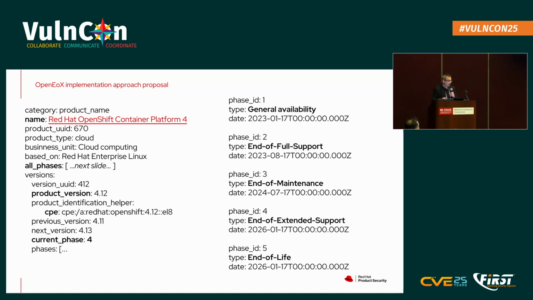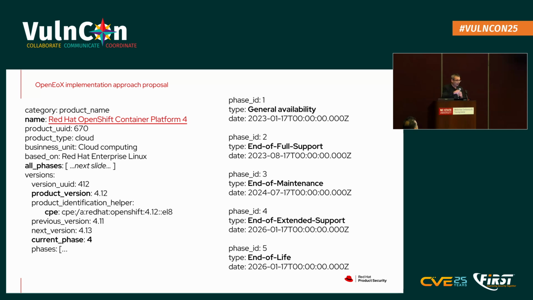Now we have all versions that exist for this product. Every single version is identified by a CPE ID, like I was presenting in the previous slides. And we can quickly check what was the previous version, what is the next version, and what is the current phase right now. As you can see, right now version 4.12 is in phase number 4, which is represented by the end of extended support OpenEoX type, and the associated date is January 2026.